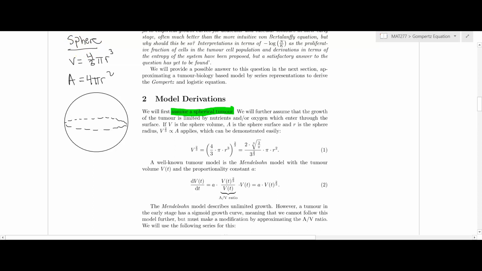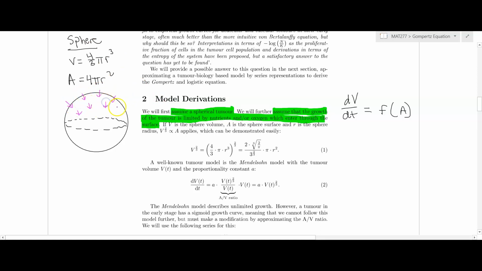So we start there, and what we want to know is what is the change in volume per unit time. For the volume, we're not restricting ourselves to any specific measurement, just some sort of cubic units, and time is just some unit of time. Now we're also going to make some other assumptions. We're going to assume, and this is an important one, that the growth of the tumor is limited by nutrients and or oxygen which enter through the surface. So that means that this formula is going to be some function of area, because you have all these nutrients that are going to penetrate this surface, and that's what's going to cause them to grow.